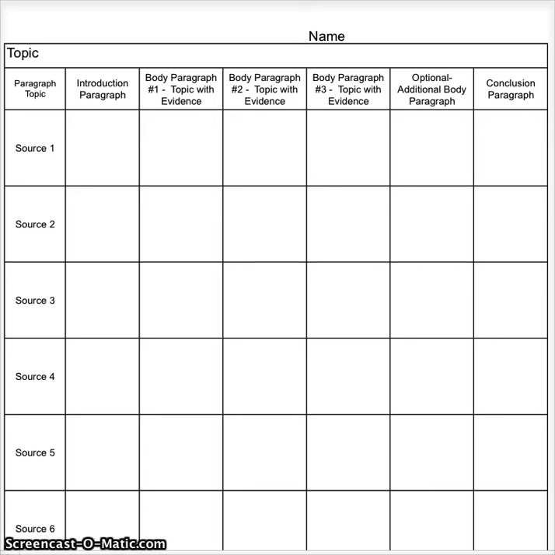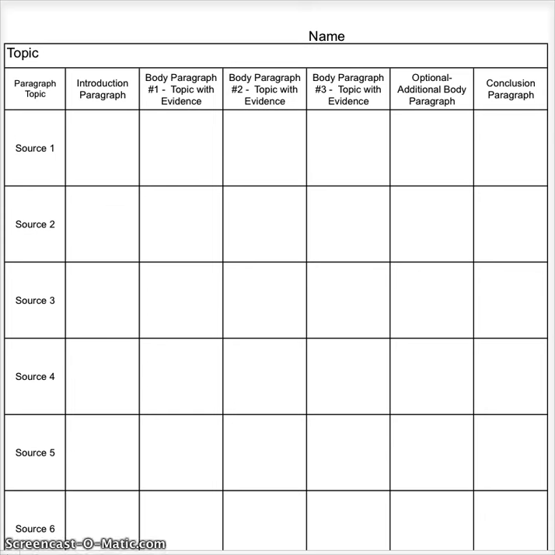Going down the left-hand column, you have your sources. Those are the books, the websites, the databases that you use. This is going to work as a grid so you can cross off what source matches up with what paragraph you can use that information in.